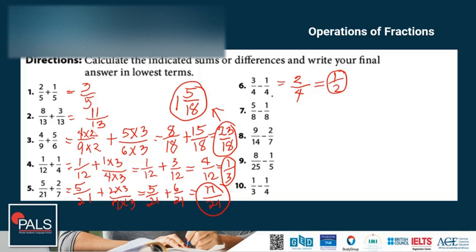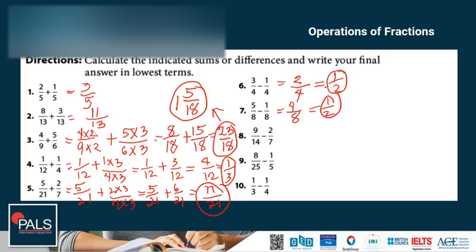Okay, 5 over 8 minus 1 over 8. The denominators are the same, so let's just subtract the numerators. So we have 4 over 8, divided by 4, the numerator and the denominator. So the answer is also 1 over 2.